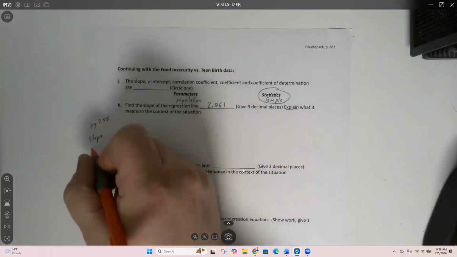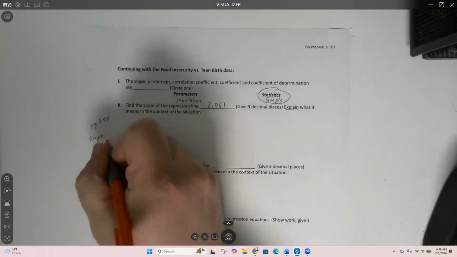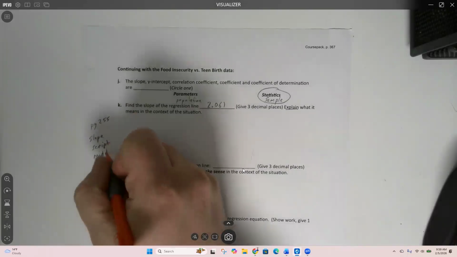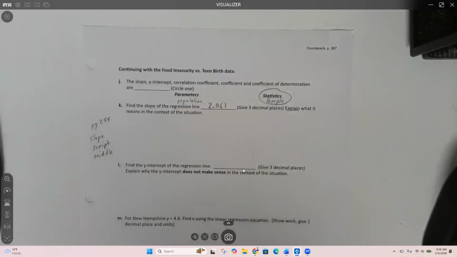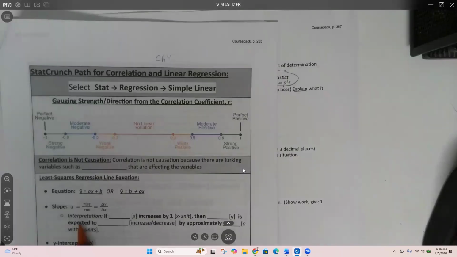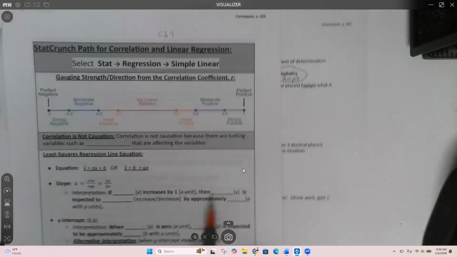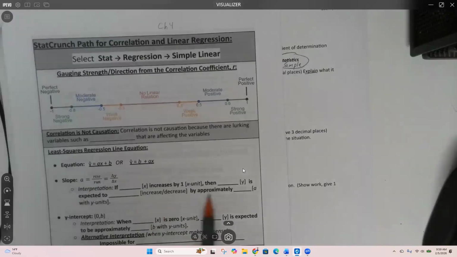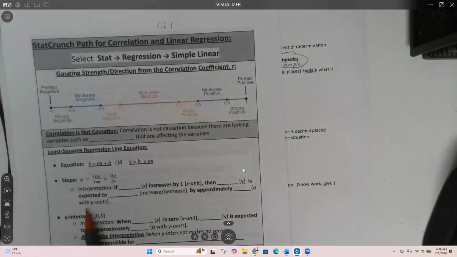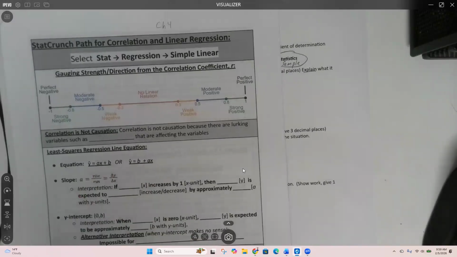Slope script. That's in the middle of the page, okay? So the interpretation of a slope is: if x increases by 1, and then you write out what the unit is, then y is expected to increase or decrease by approximately, and then you write out what the slope is, with units. On this page they don't write mx plus b, they write ax plus b because slope has an a in it. Either one is fine.